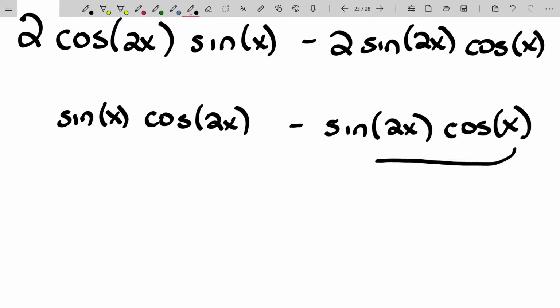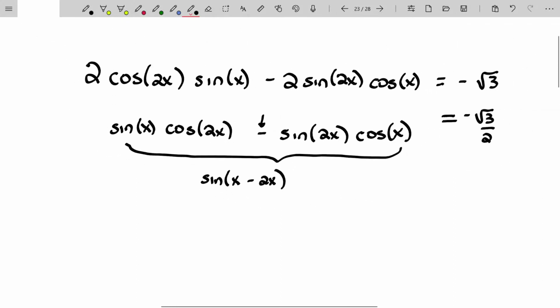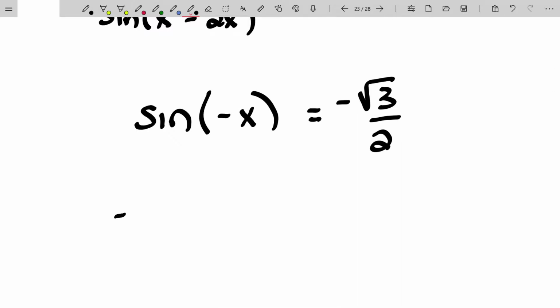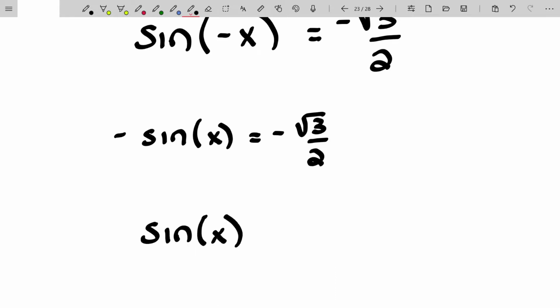This picture right here is the sine of the first angle minus, because sine keeps it sine, the second angle. Sine of x minus 2x is what that compresses down to. And again, the right-hand side is a negative root 3 over 2. So we have the sine of negative x is a negative square root of 3 over 2. So noticing trig identities, very powerful. Another thing that is super powerful is to note sine is an odd function. So sine of negative x is negative sine of x. Negative root 3 over 2, and you can multiply both sides by a negative 1. And now it's a really nice problem.